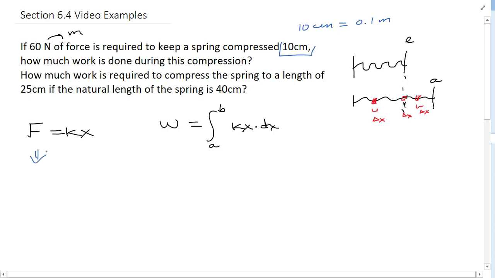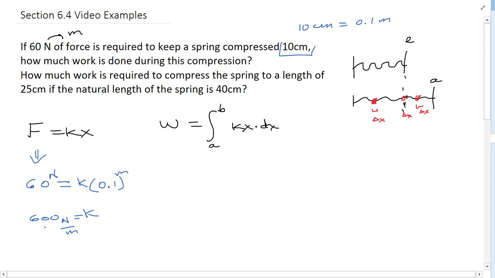So I have 60 newtons of force. F is 60, which is equal to k times x, and we don't know what k is. x is the distance from equilibrium. I'm compressing it 10 centimeters, which is 0.1 meters. So I'm going to do 0.1, and solve for k. We get that k is 600. Remember, this is newtons and this is 0.1 meters, so the units for our k end up being newtons per meter.